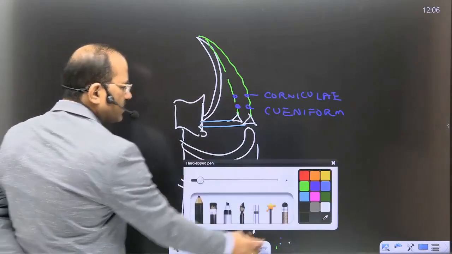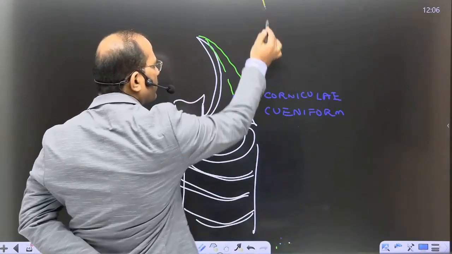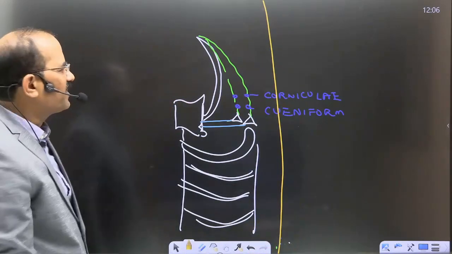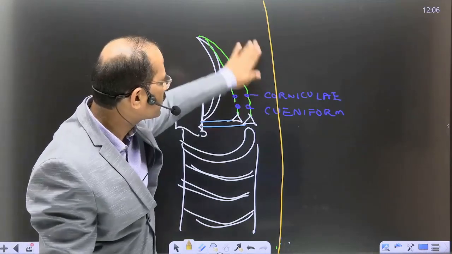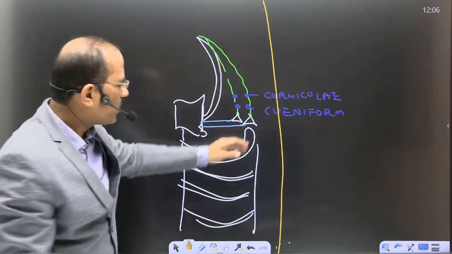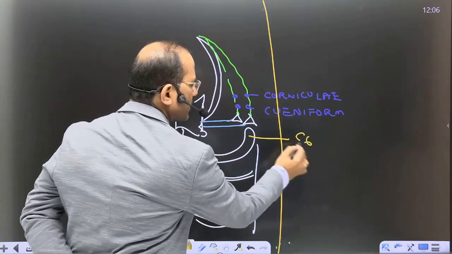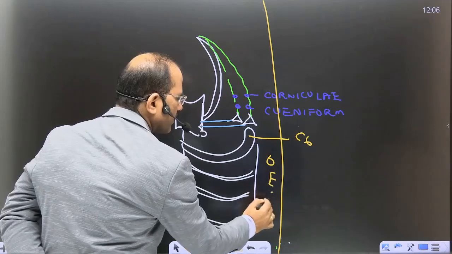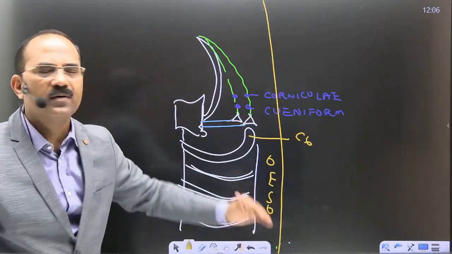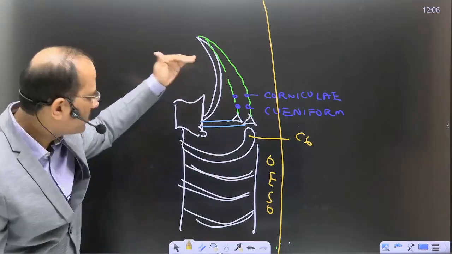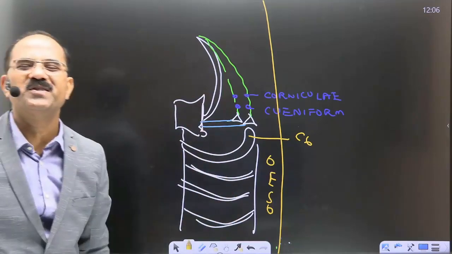Now, students, if you can tell me who's this behind the larynx. If I draw something here behind the larynx, what's that? This is the pharynx. And what is this pharynx? The laryngopharynx. And what is this level of cricoid? C6. And below this, what is this? Esophagus. So below C6, the pharynx becomes the esophagus. The larynx becomes the trachea below C6.